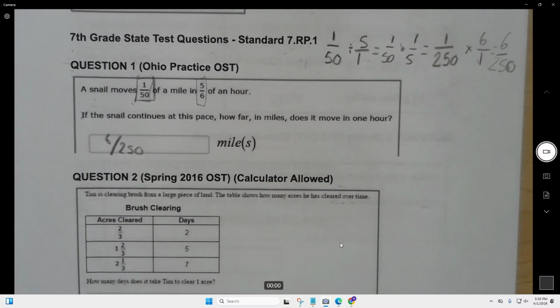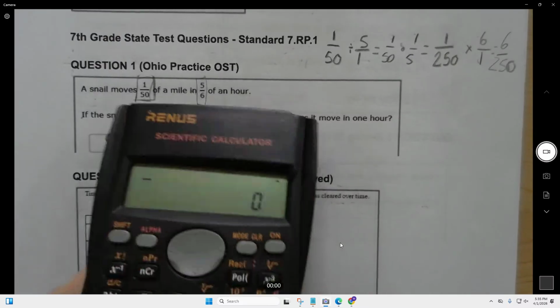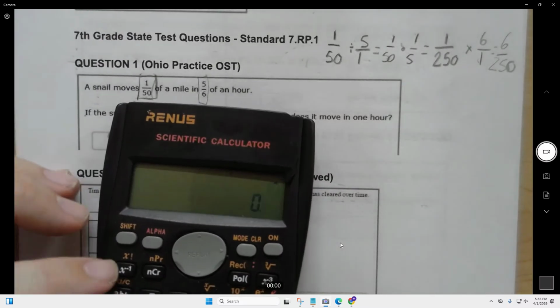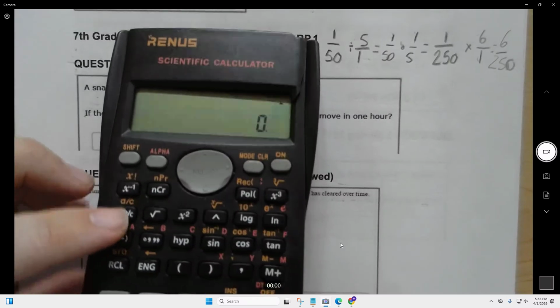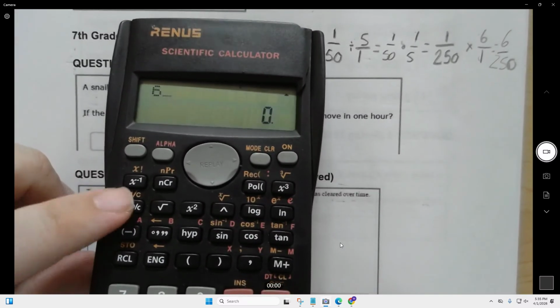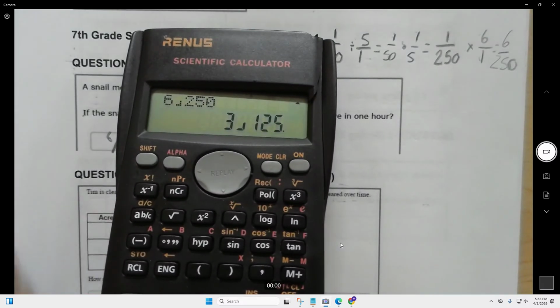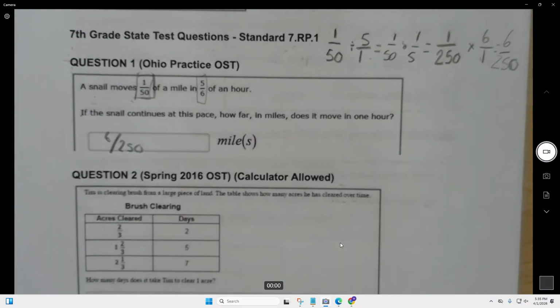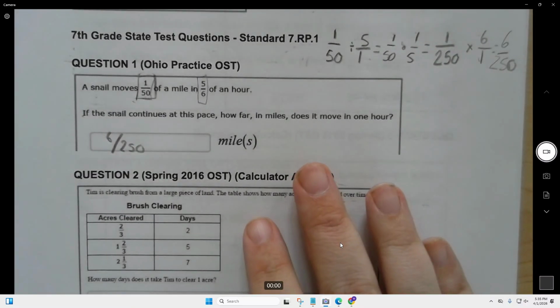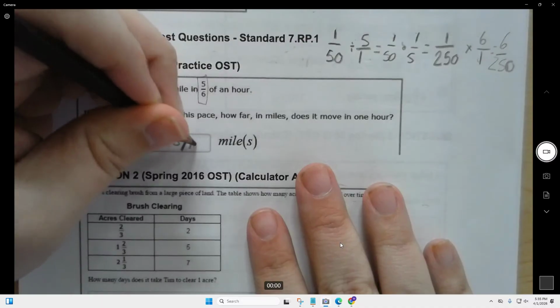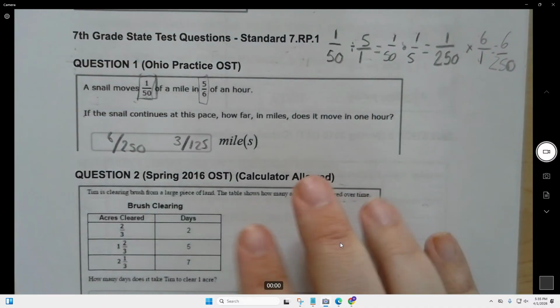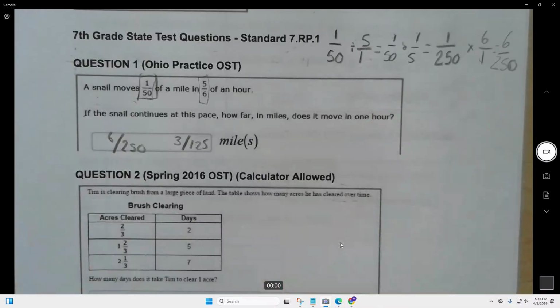Now, if this is on the calculator portion of the state test and you want to simplify the fraction, your calculator can simplify the fraction for you. If you put in 6, ABC, 250, and hit equals, it will simplify it down to 3 over 125. So you can do that and put in 3 over 125, and then you look even smarter. But the test should accept 6 over 250 because it doesn't say it has to be in the simplest form.